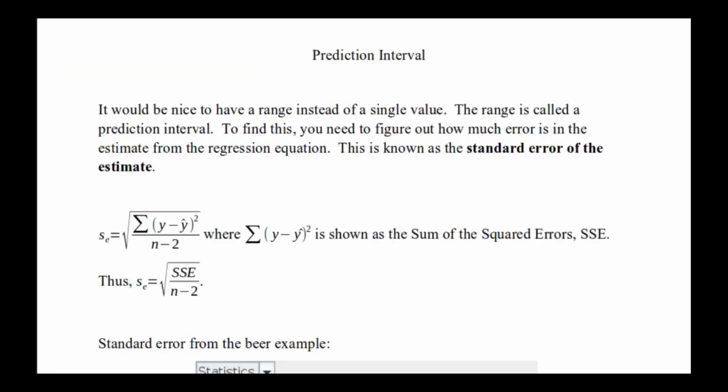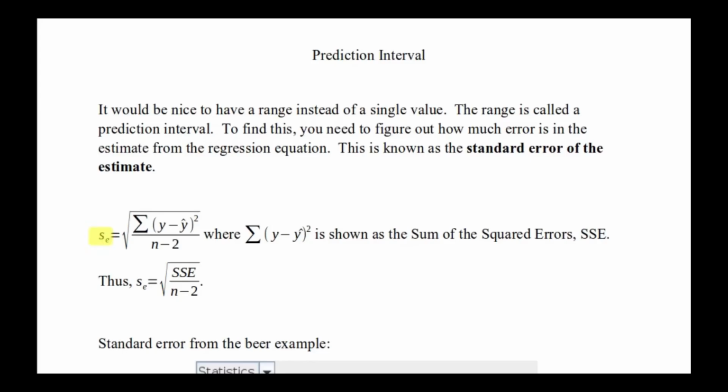In previous chapters, after our hypothesis tests, we've talked about a confidence interval. It'll be a little bit different for linear regression. It would be nice to have a range of values instead of a single value. The range is called a prediction interval. To find this, you need to figure out how much error is in the estimate from the regression equation. This is known as the standard error of the estimate, and it's shown as S sub e.